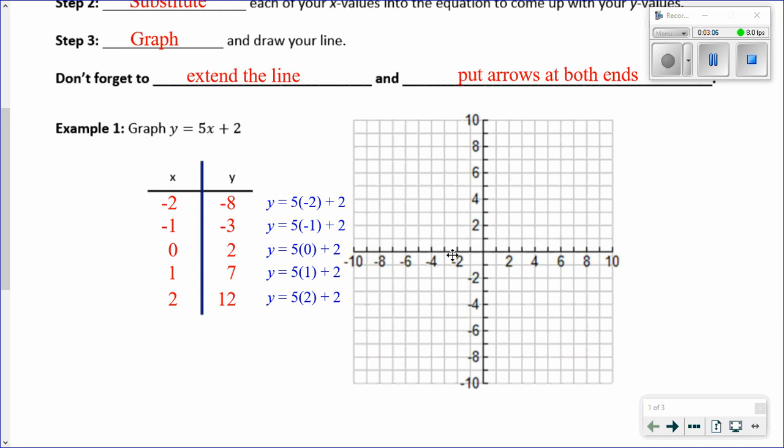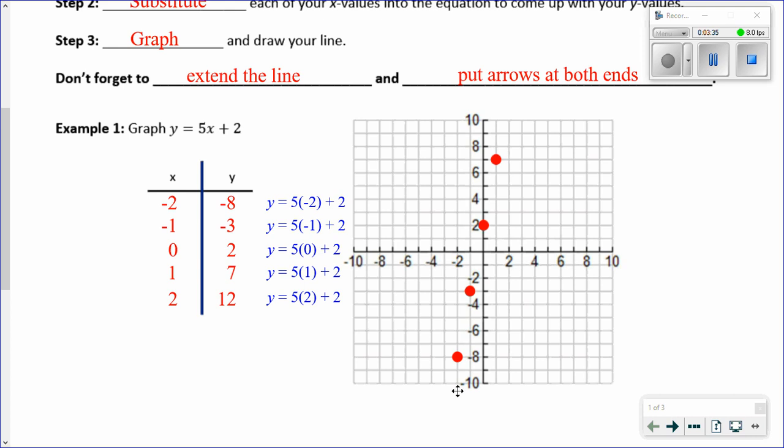So I'm going to plot -2, -8, which is down here. Then -1, -3, which is right here. Next, I'm going to plot 0, 2, which when x is 0, y is 2, is right here. Then I'll plot 1, 7 right here. And my 2, 12 is going to actually be off the grid. I think I can plot it right there. No, it would be way up here.